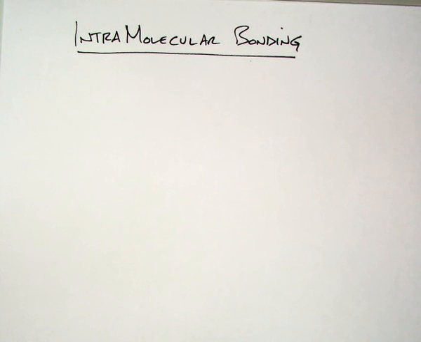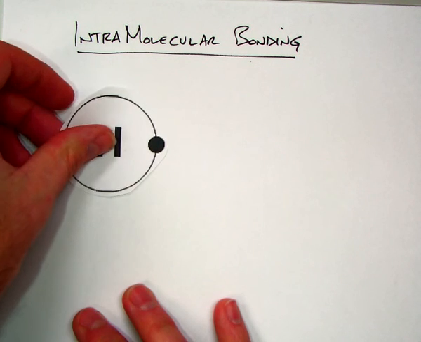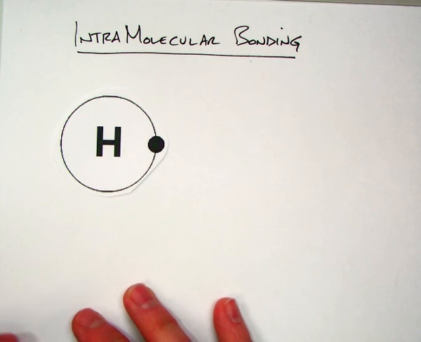What I want to do is talk about and try to explain intramolecular bonding using something you might be familiar with, electron orbitals. So the first thing I have is hydrogen. Hydrogen is an atom that has one electron in it, okay?